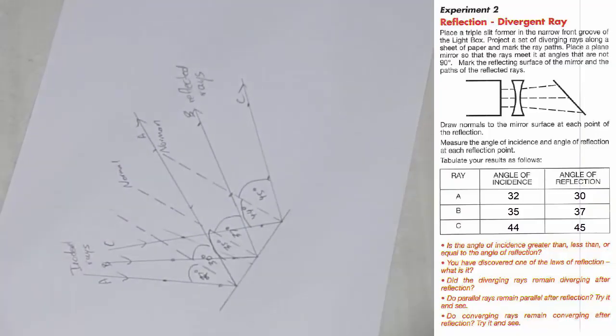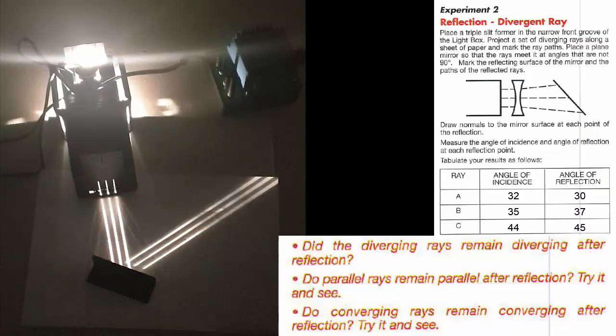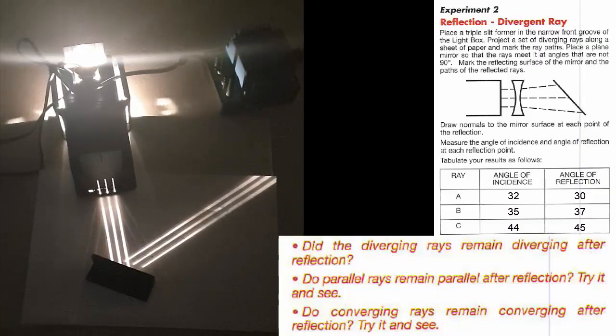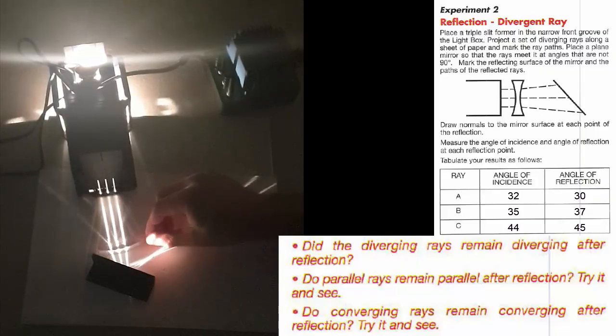Just having a look there, the diverging rays did remain diverging, so the mirror doesn't do anything. As with the parallel rays, these remain parallel, and the converging is a little bit more confusing because they converge and then they sort of go past each other. It looks like they're diverging and spreading out.